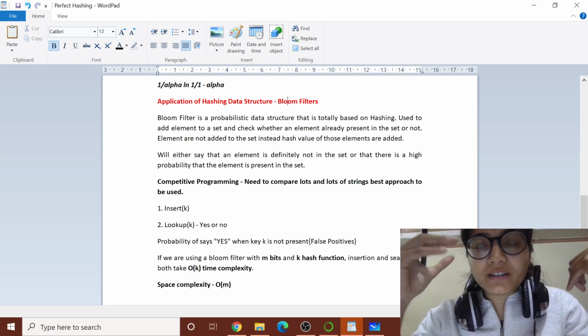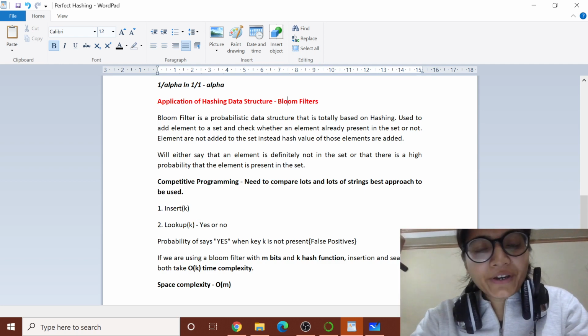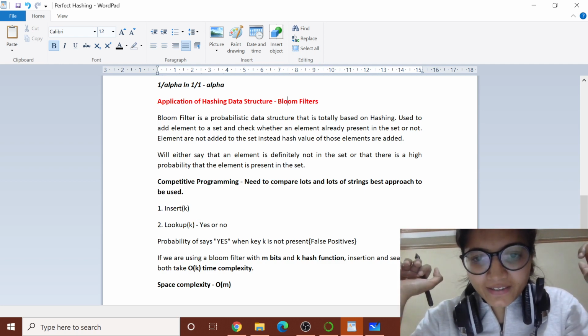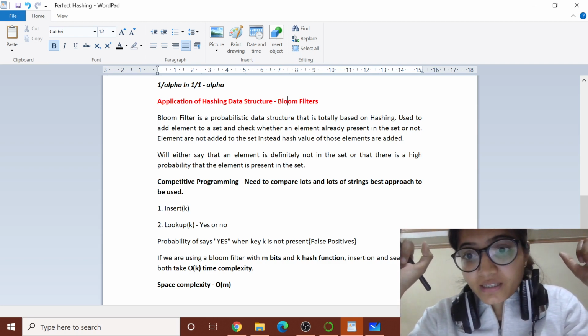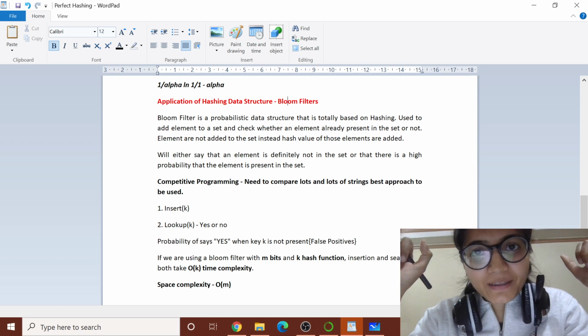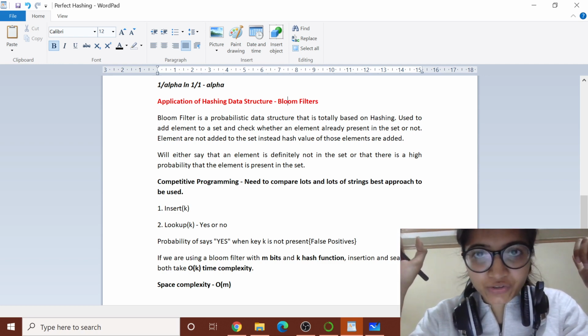What happens when we are doing competitive programming? In competitive programming, there are various problems where you need to compare lots and lots of strings. In that case, the best approach to use is hashing. You should use a hash function.